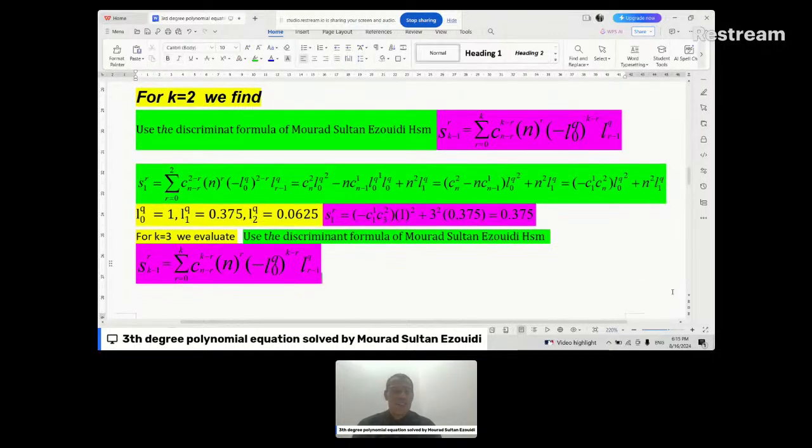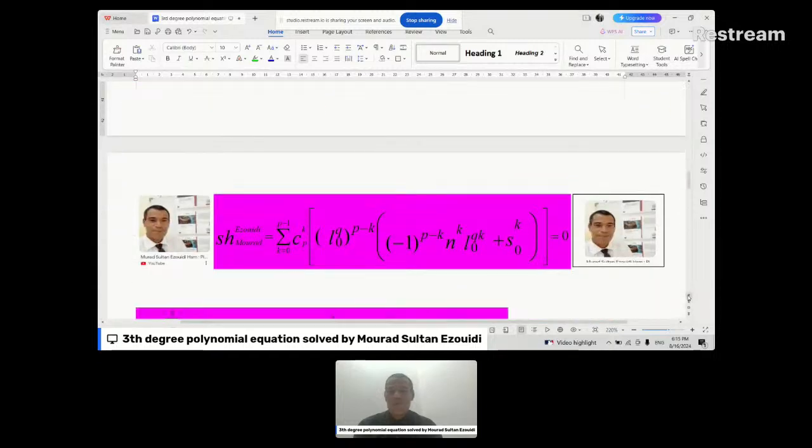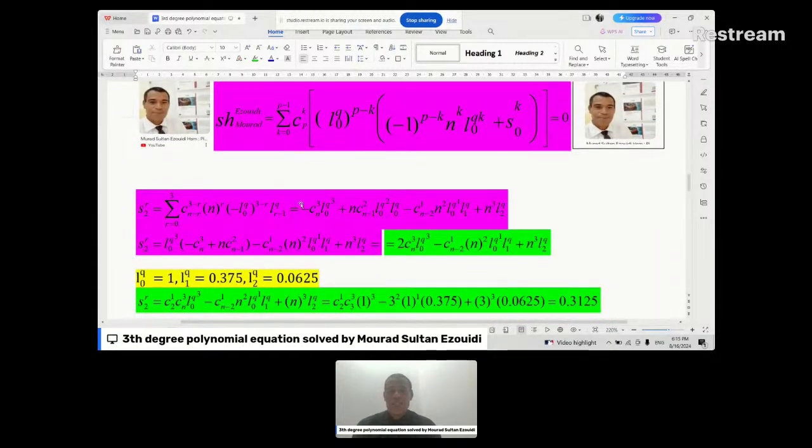Okay, now we have calculated S1, learners, we are going to find S2, okay? Putting k equal 3 in my discriminant formula. After developing and simplifying this expression, we obtain S2 equal 2 times combination n choose 3, L0 to the power q cubed, minus combination n minus 1 choose 1, n squared, L0 to the power q times L1, plus n cubed times L2. Okay, this formula is generalized for any nth degree polynomial equation, learners. This S2 will give you the value for any nth degree polynomial equation.